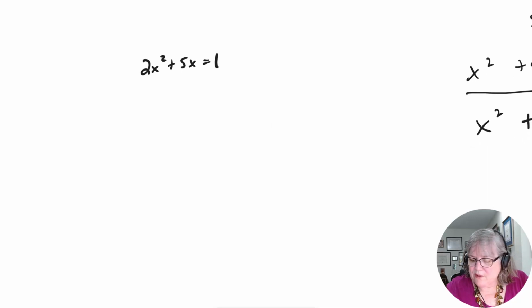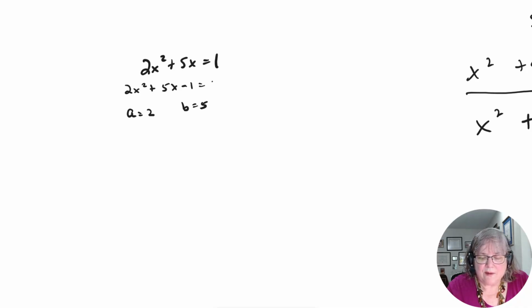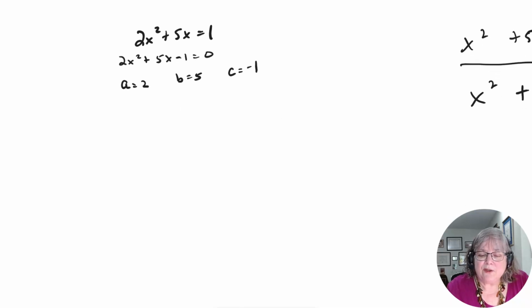So what if you have 2x squared plus 5x equals 1? A is definitely 2. B is definitely 5. But the 1 actually needs to be over here. It has to be equal to 0. So the 1 is actually a negative 1. So be sure that you're paying attention that it's equal to 0.